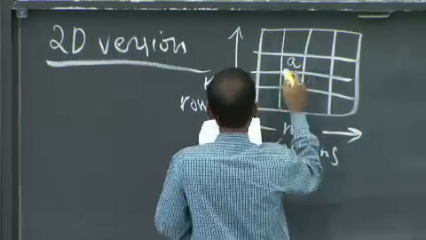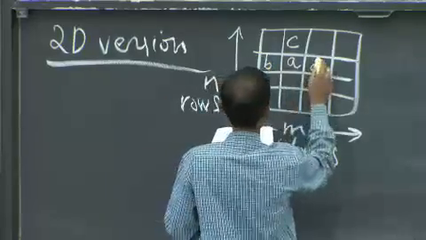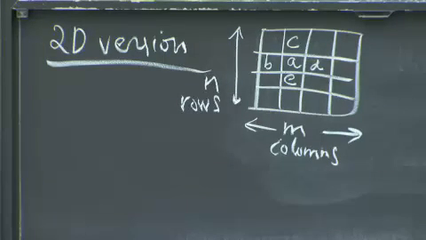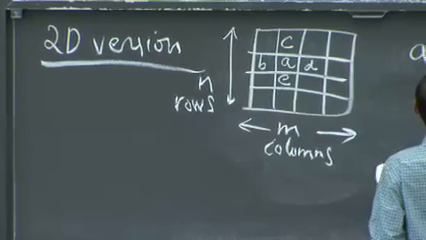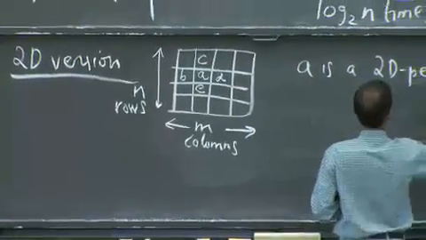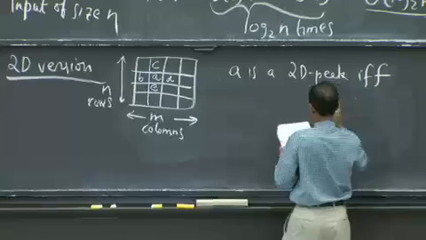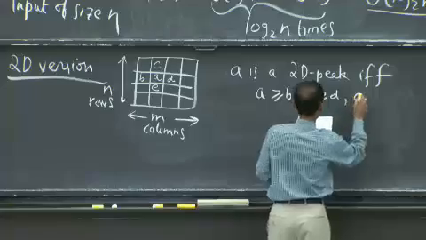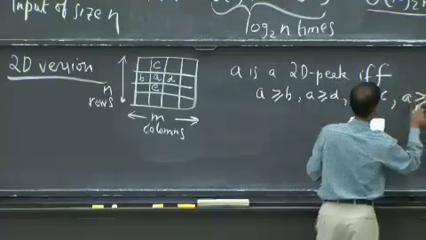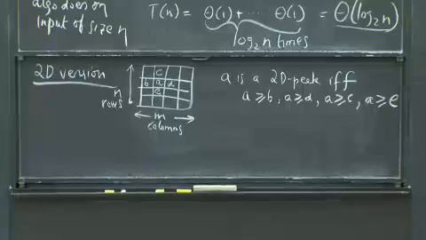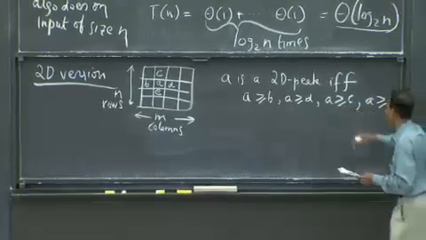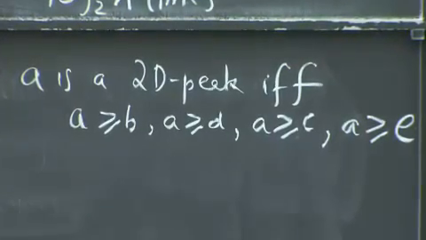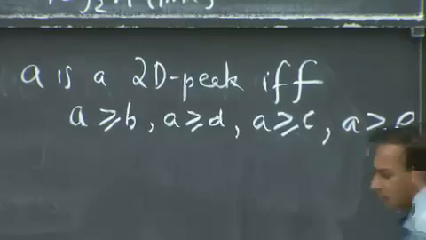So if you had A in here, with C, B, D, E around it, then as you can guess, A is a 2D peak if and only if A is greater than or equal to B, D, C, and E. All right, so it's a little hill up there. And again, I've used the greater than or equal to here, so that's similar to the 1D in the case that you'll always find a peak in any 2D matrix.